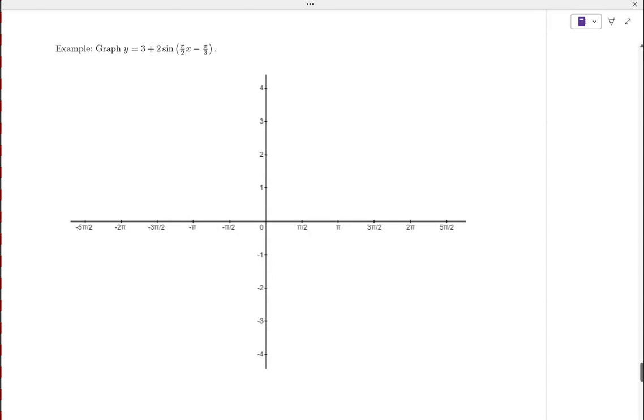So if we look at the next example, we got all 4 things that we talked about going on in this one. We have an amplitude change, we have a period change, we've got a phase shift, and we've got a vertical shift. So how do we do, or what do we look at, I should say, for the amplitude? What tells you about the amplitude change?